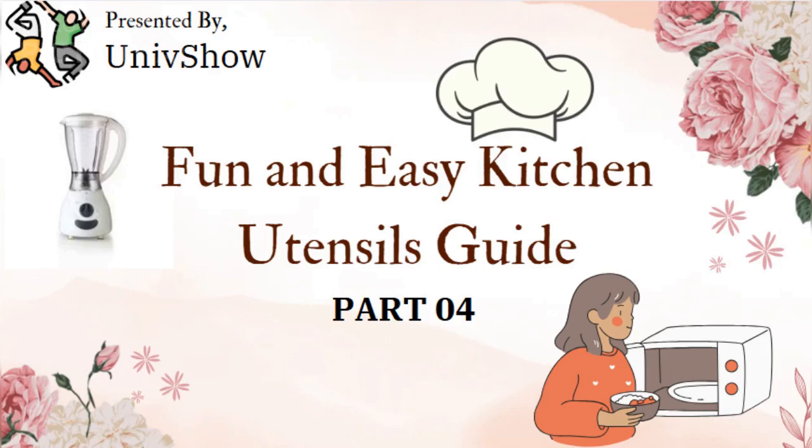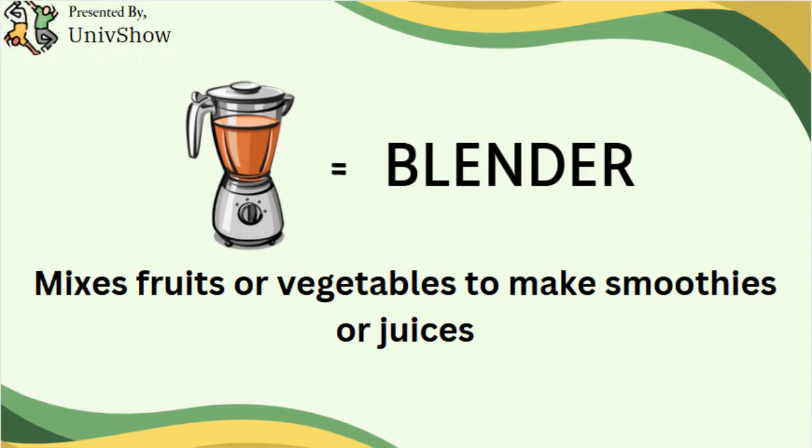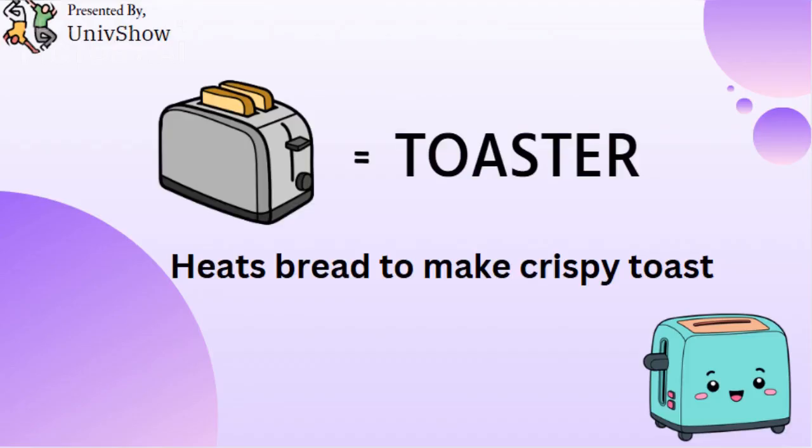Let's take a look at the useful names of day-to-day utensils. First one is blender. The spelling is blender. It is used to mix fruits or vegetables to make smoothies or juices. Next tool is toaster. The spelling is toaster. Toaster is used to heat bread to make crispy toast.